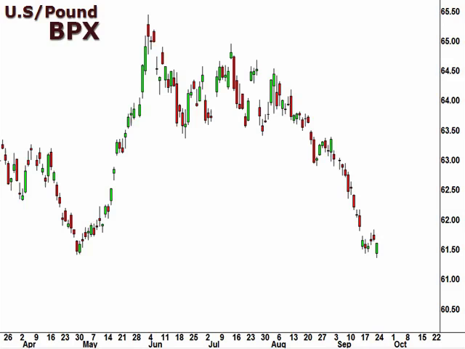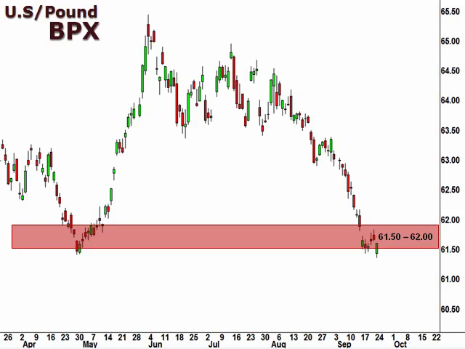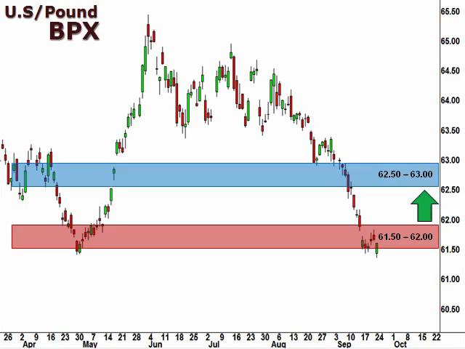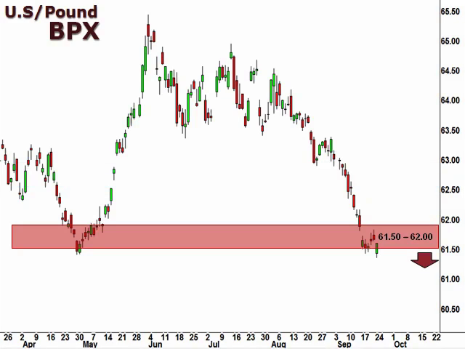Let's take a look at the BPX, the US dollar versus the British pound. Well, the BPX is poised for a continuation lower after a very slight bounce last week. While the trend remains down, a break above 62 opens the window for a retracement higher, with 62.5, 63 as an upside target. However, a break and close below 61.50 lends credibility to a continuation lower.